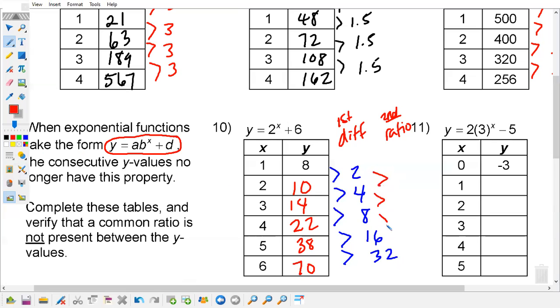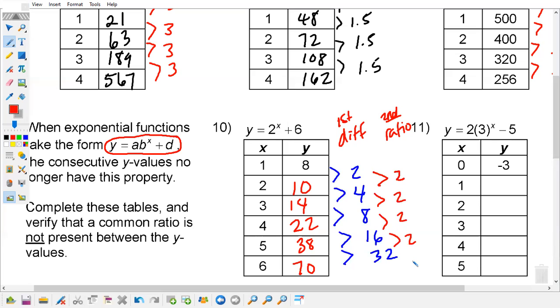What is our common ratio? It's times 2. Do we see it? Okay. So if I had a table like this and I notice that the first difference is not the same, that eliminates it from being linear, right? Does that make sense? And then if the second difference isn't the same, that means it's not quadratic. So what will be the last thing I test for? Exponential, which means it's a common ratio instead of a common difference.